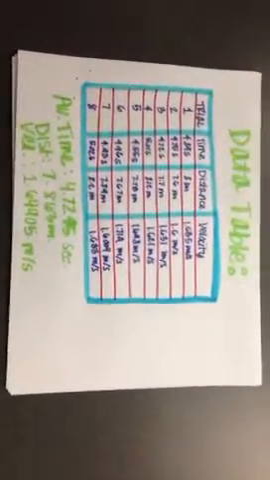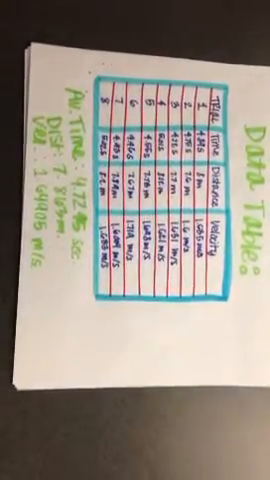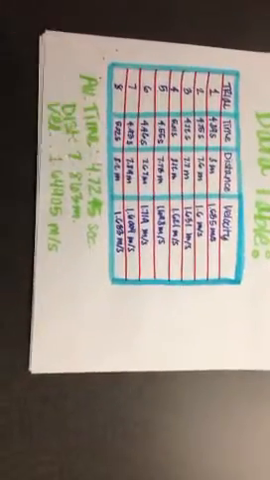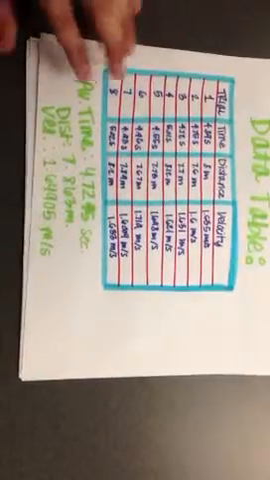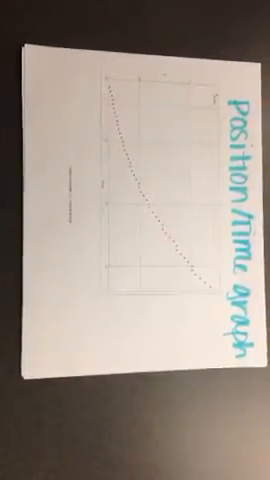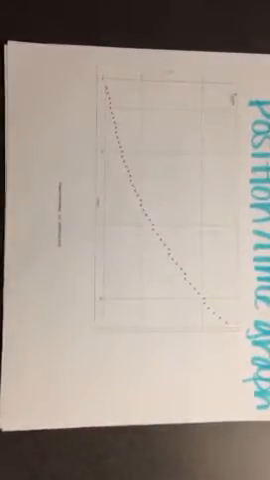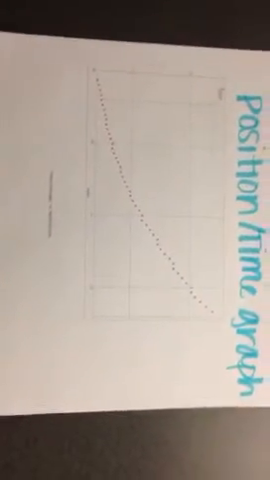This is our data table. We calculated the average time as 4.7295 seconds, the average distance as 7.863 meters, and the average velocity as 1.649 meters per second. This is our position time graph. As you can see, as the time increases, so does the distance.